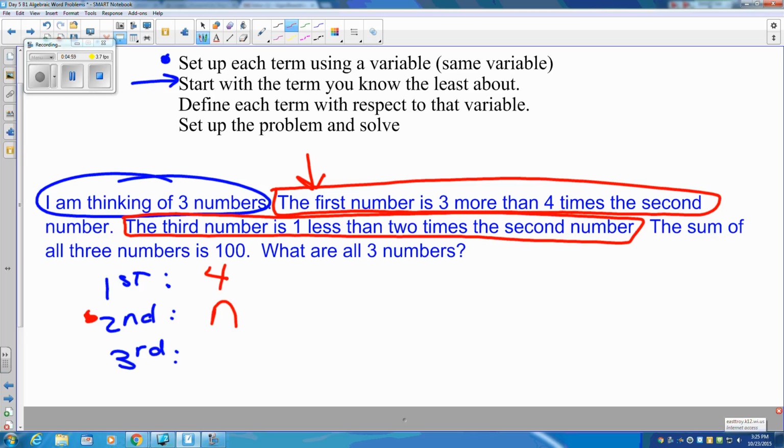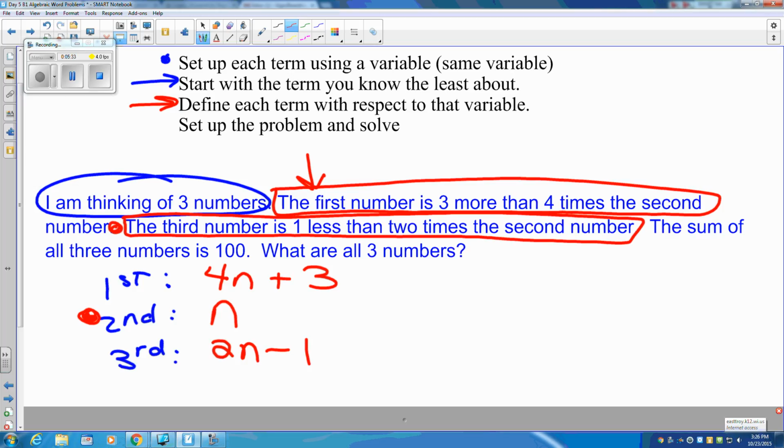Well, 4 times this and 3 more. So we got to, and this goes back a little bit to chapter 1 when we were writing expressions. Let's go to the third number here. The third number is 1 less than 2 times the second. Well, the second was n, so I've been able to define each one with respect to that starting variable.